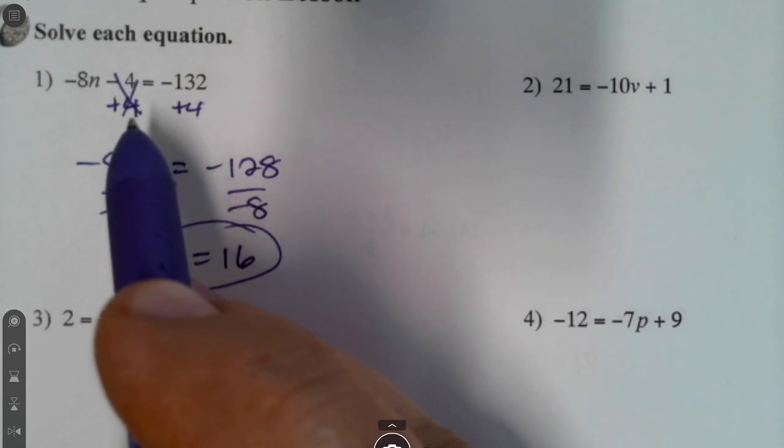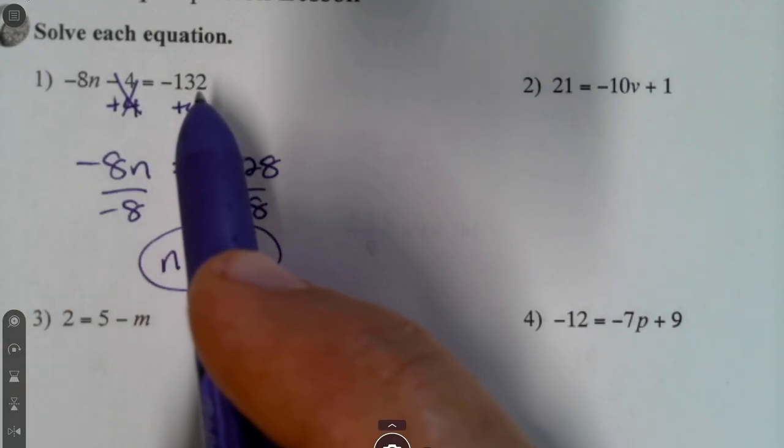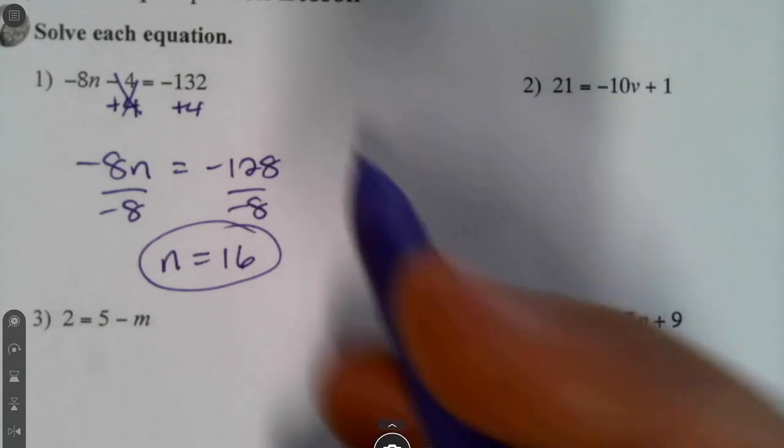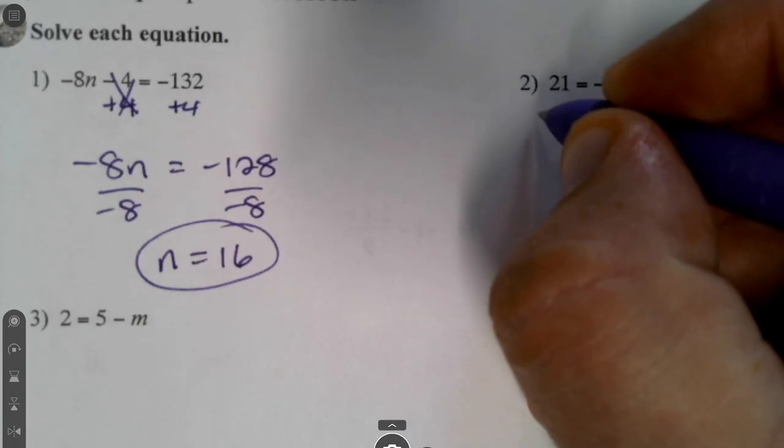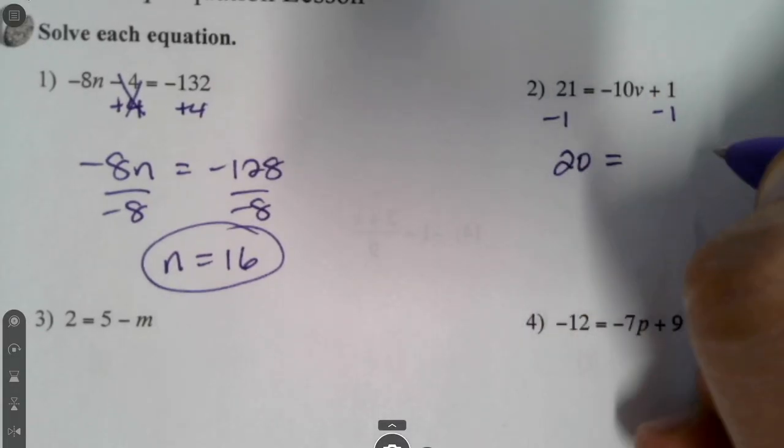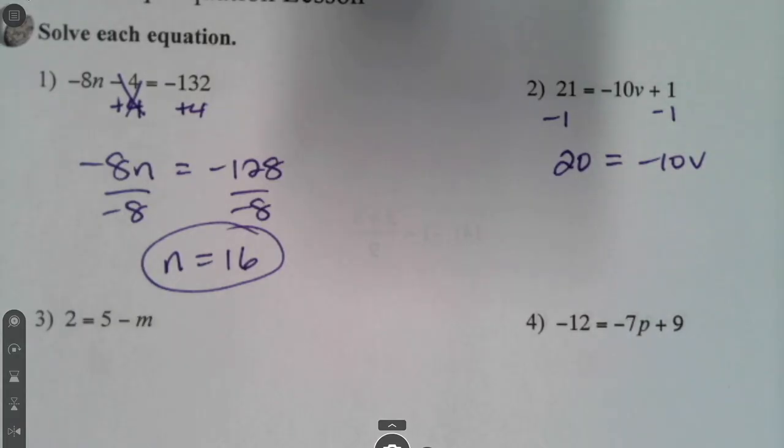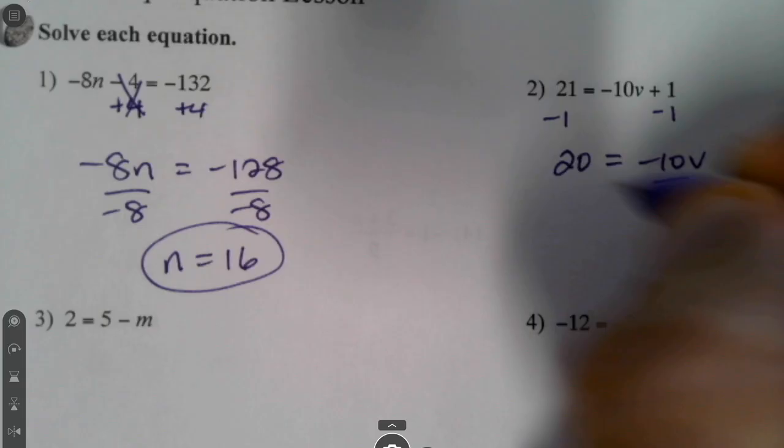So in questions in this format, single line, no division: Step 1, get rid of the constant. In this case, subtract 1. Then get rid of the coefficient. In this case, divide by -10.